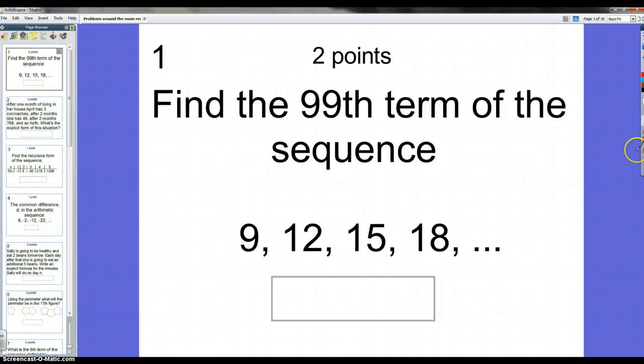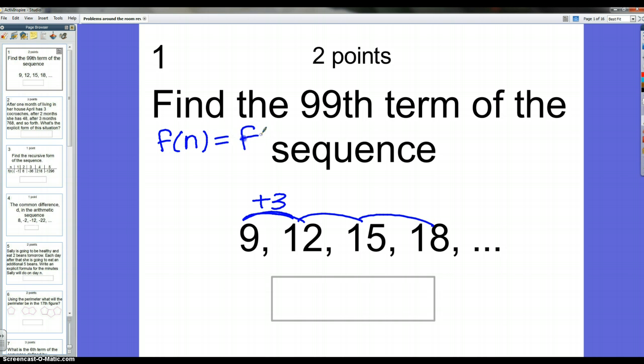This is the review that we did on the gray papers around the room. The first one says, find the 99th term of the sequence. So if we want the 99th term, that means that we have to use the explicit form. And in this case, 9 to 12, 12 to 15, and 15 to 18 is adding 3. So we need to use the arithmetic form, which is f of n equals f1 plus m(n minus 1).